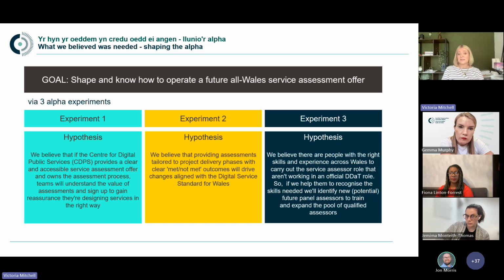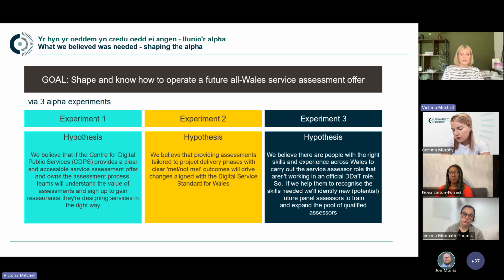Hypothesis 1 suggests that if CDPS provides an assessment offer, then teams will sign up because they're looking for that reassurance that they're designing services in the right way. Hypothesis 2 assumes that providing an assessment offer which aligns to the delivery phases that people are using will have the desired outcome of driving adoption of the service standard. And we thought that the goal of meeting the standard would be motivation enough.